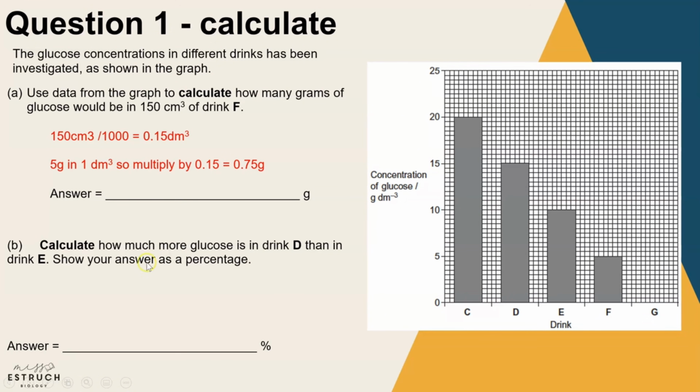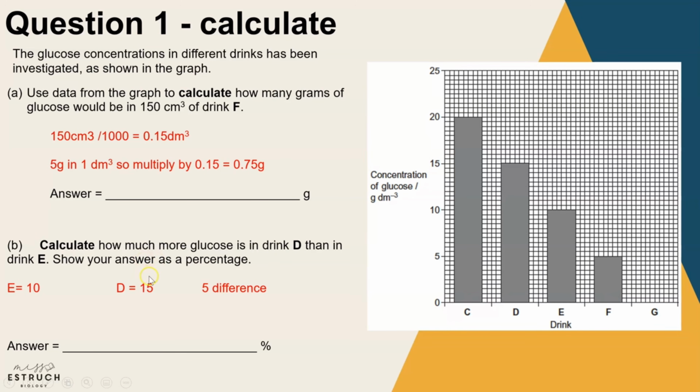The next calculate question that we have is calculate how much more glucose is in drink D compared to drink E. So that's the first part. The second part is you then have to turn that into a percentage. So step 1, let's just find what the raw difference is. So D, if we have a look, that is 15 grams per decimetre cubed, whereas E, with your ruler, you'd read off, and we have 10 grams per decimetre cubed. So we have a difference of 5 grams per decimetre cubed. But we need to say what that is as a percentage.